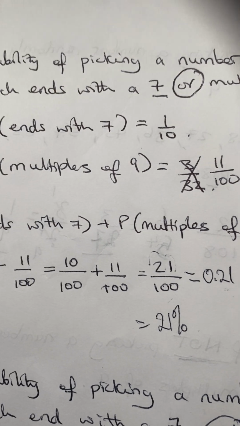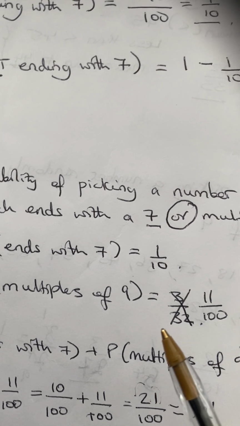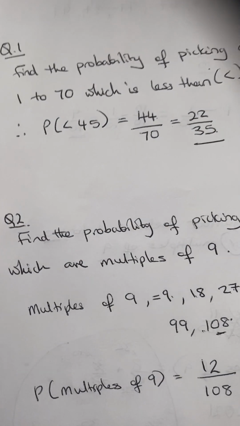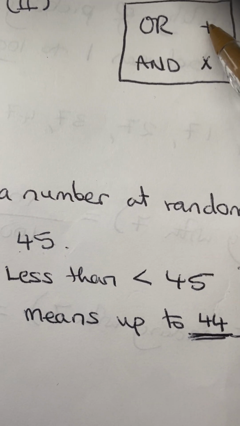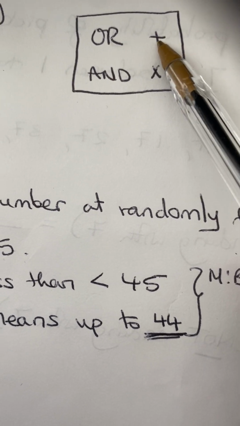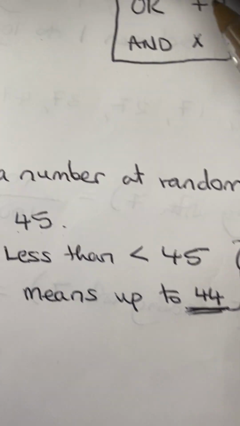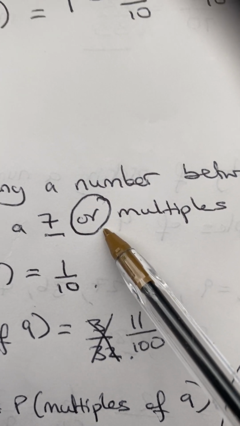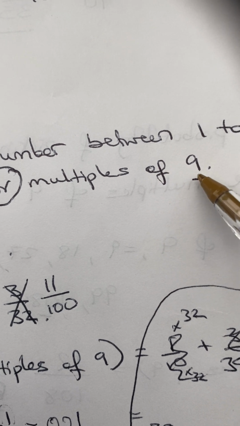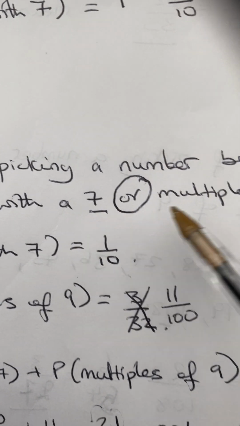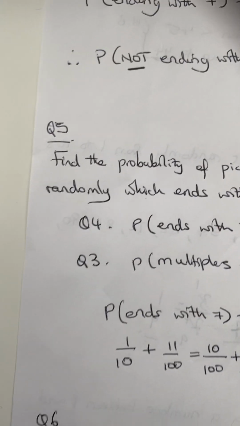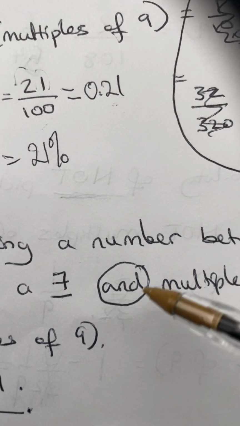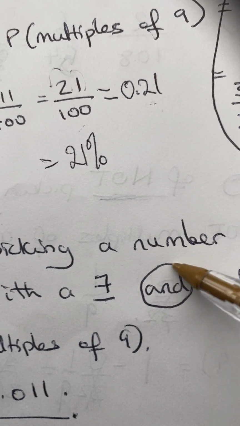So here it's important, but what I wanted to show you is, I said if it is or, you add, depending on the wording of the question, and if it is and, you multiply. So this is an example that they are asking you. This is the or, which ends with a 7 or multiples of 9. So it's either or. Okay, now here this is an and question where you multiply.